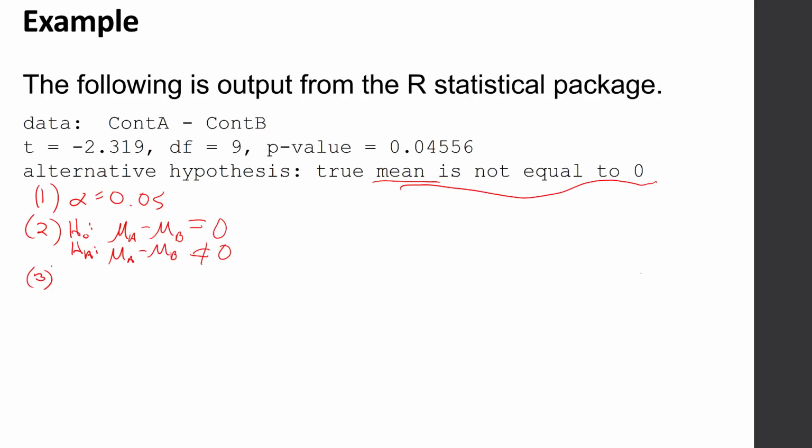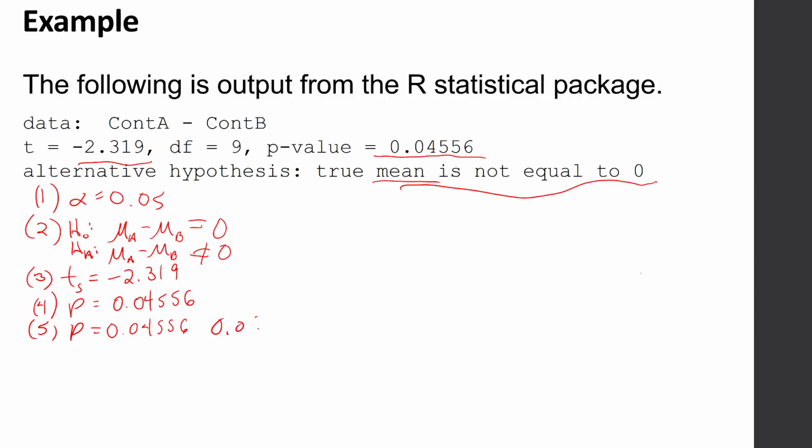All right, step 3 is your test statistic, and I can see right from my output that it's negative 2.319. Step 4 is my p-value, and I can read it right from the output. It's 0.04556. Step 5 is comparing my p to my alpha. My p is 0.04556. My alpha is 0.05. That p is low, so the null is going to go. And I can make my conclusion.